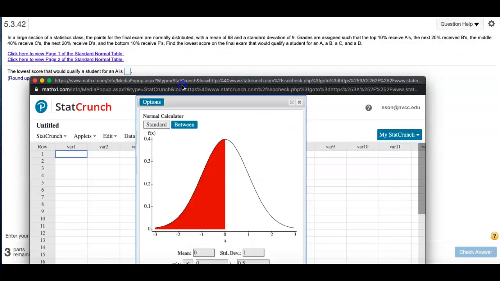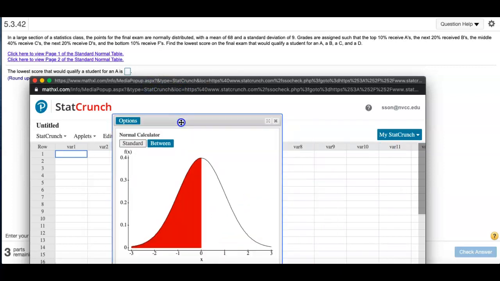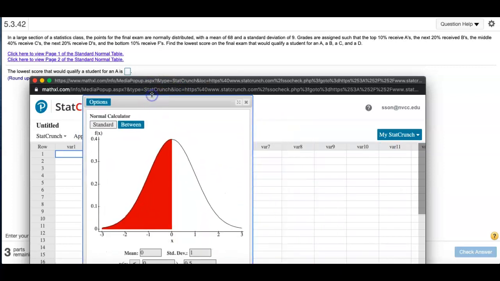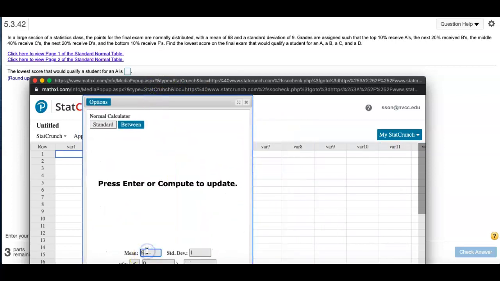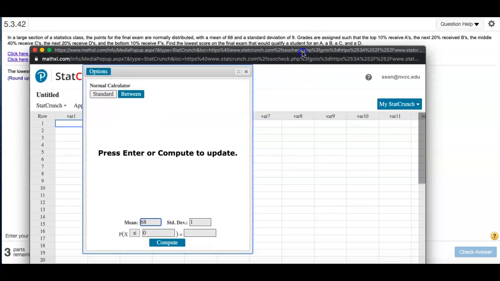And then I will type in the mean they gave me. The mean they gave me is 68. All right, let me bring it up. And the standard deviation, is that right? That is so low. Oh, they said the final exam has an average of 68. I'm worried. Well, the standard deviation is 9. Okay. And what do they want?